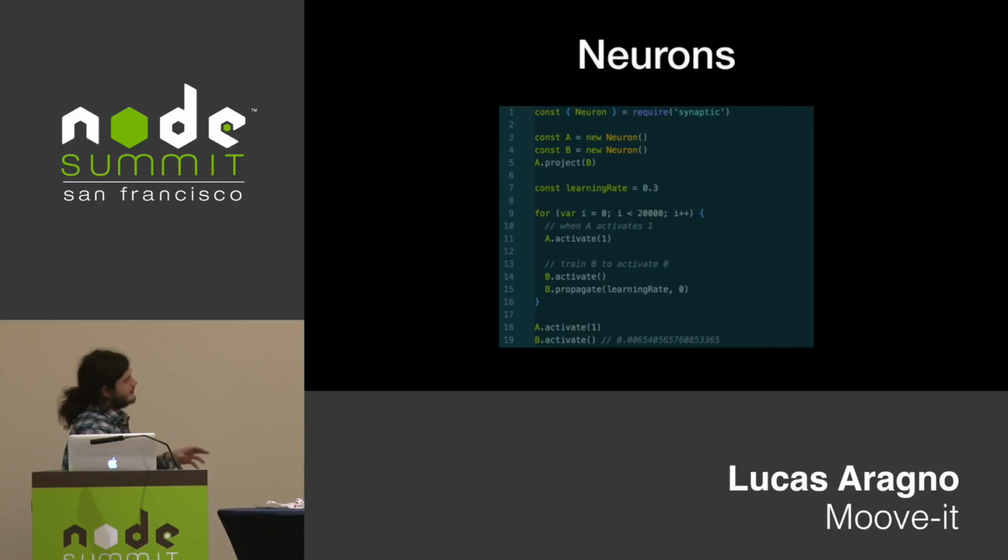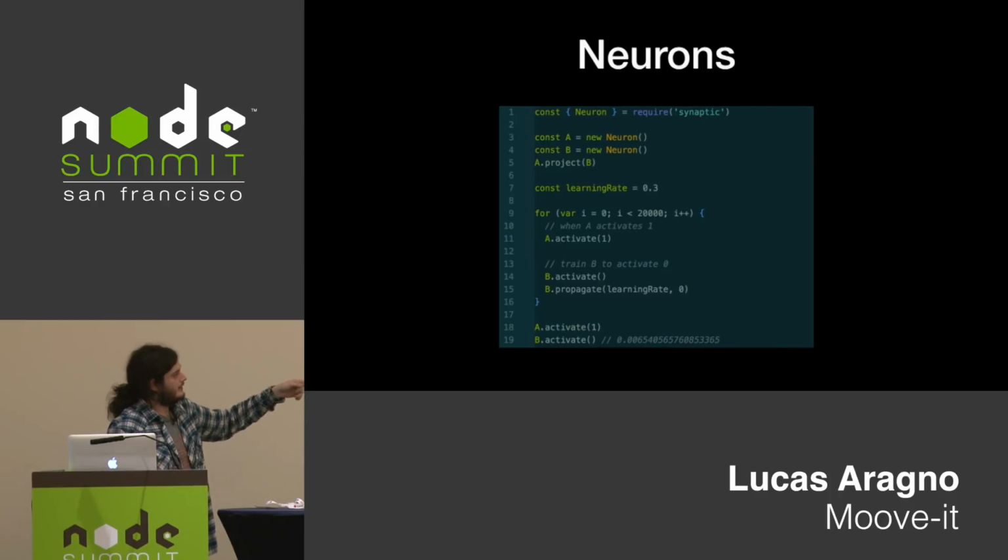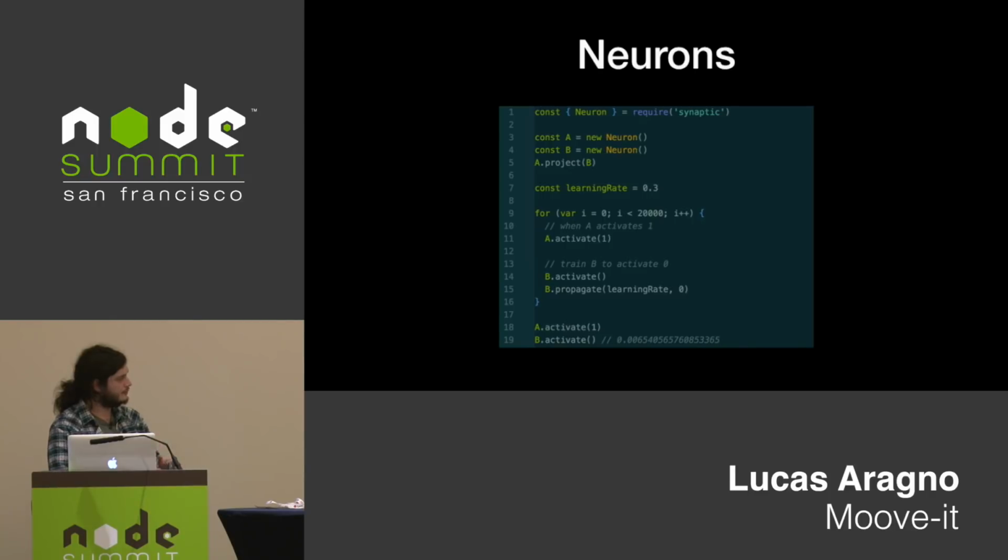And on each iteration, it does the same thing. Calls A, activate 1, then activates B. We don't care what the output of B is at this moment, because we are going to propagate that error. So we say every time we activate A, you should propagate B with 0. So what we are saying here is every time that A is 1, B should be 0. And the propagate will change the weights like 20,000 times until we get closer and closer to 0.